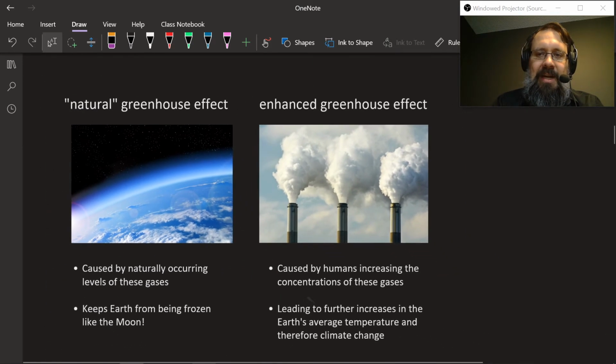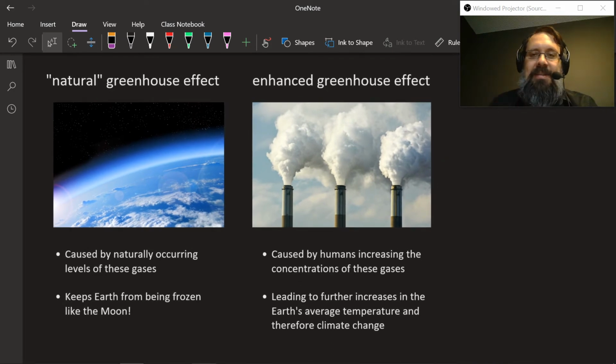Okay, there are two types of greenhouse effects that you need to know about. It's important to distinguish between these two greenhouse effects. So one of them is the natural greenhouse effect. That's the one that I've been talking about. The other is called the enhanced greenhouse effect. And this is what's causing climate change. The enhanced greenhouse effect is leading to climate change.